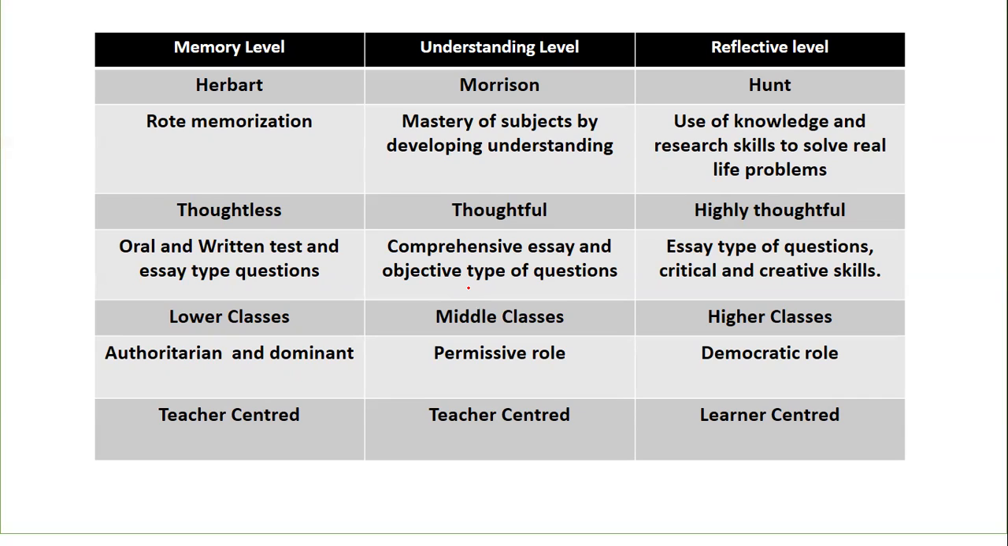So memory level is for lower classes, understanding level is for middle classes, and reflective level is for higher classes. Memory level is dominant; it is an authoritarian or dominant way. Understanding level is very permissive. It means that the role of the teacher is permissive over here, but in reflective, it is a democratic role. The teacher just has to play the role of a guide over here. The entire responsibility is on the student. So memory level is teacher centered, understanding level is again teacher centered, and reflective level is learner centered.